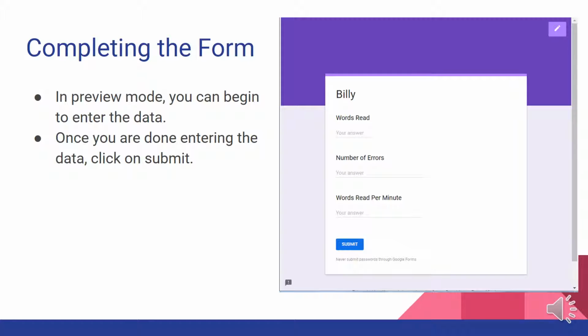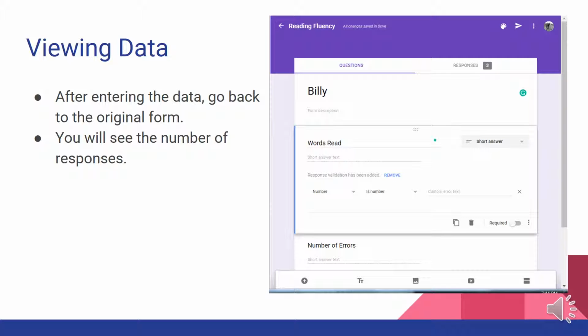Okay, as you can see, I have collected data for Billy, and I have words read, number of errors, and words per minute. I'm ready to start entering my information. When I'm done, I just hit submit. Now that I have submitted the information for data, I'm going to go back to my original form, and I'm going to see that I have 3 responses entered for Billy.